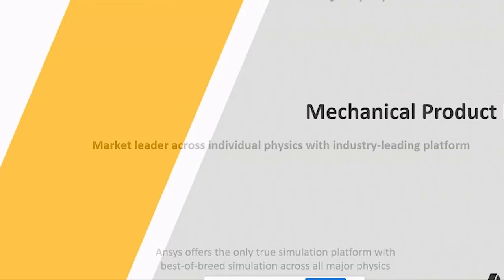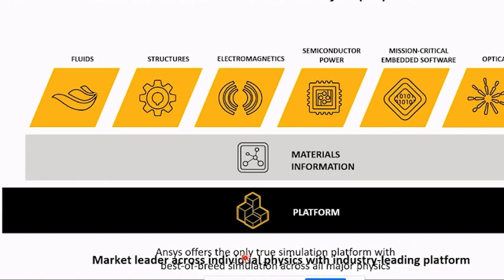So, the mechanical product family. Under mechanical, we have a different range of products. And as I mentioned earlier, ANSYS is providing multi-physics simulation solutions. So ANSYS is not only structural simulation, which is mechanical. We also have fluid dynamic simulations, electromagnetic simulations, semiconductor, embedded software, optical, and also materials information. So we have multi-physics solutions. Now in this presentation, we are going to concentrate on the structural portion.